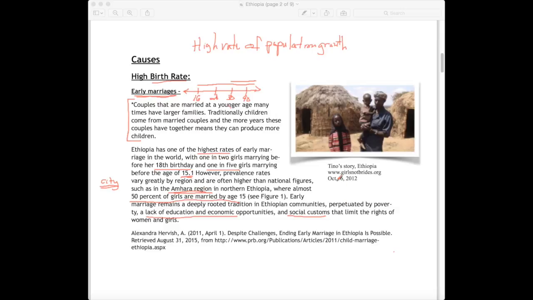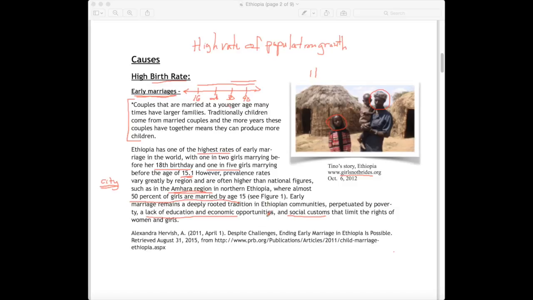And if you go to this website, girlsnotbrides.org, you'll find Tino's story in Ethiopia. And Tino is actually this girl here. She is actually 11 years old. So she got married when she was 11, and this is her husband. But this is not her child. Don't worry, she didn't have a child at 10 years old.